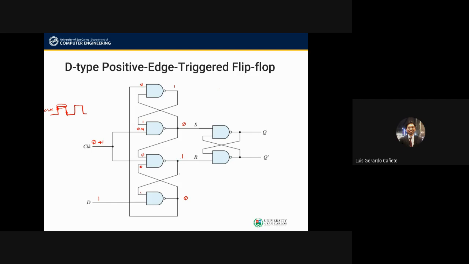So this becomes a 1. That is still the same. That's going to be 1, 1, 0. So this is 0, 1. But remember, this will be inverted. So now Q will become a logic 1 when we transition from 0 to 1. Now let's see what happens if I try to change the value of D back to a 0 here.